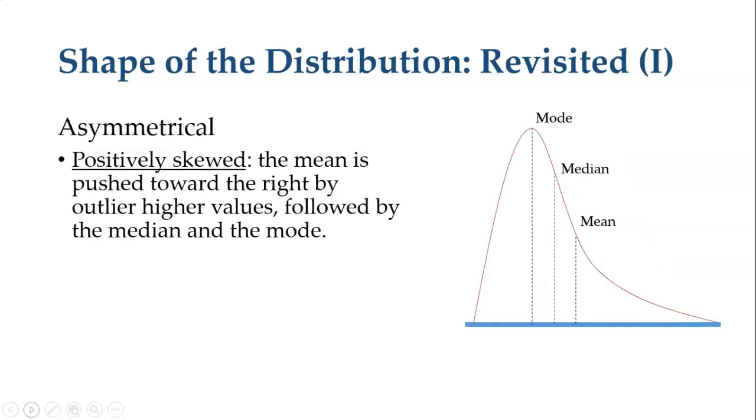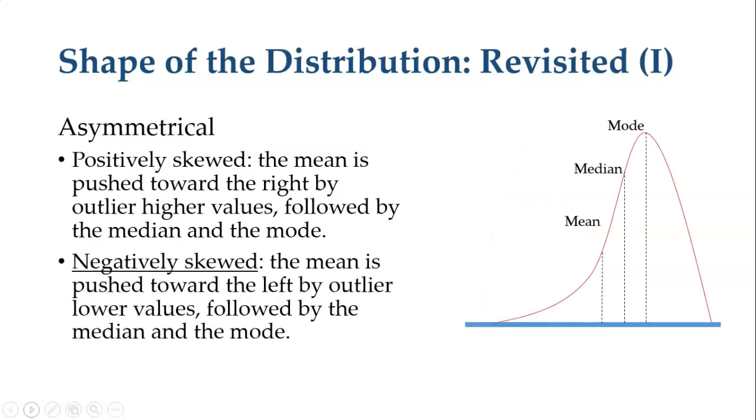When the distribution is asymmetrical, the extreme values will push the mean towards the tail of the distribution. For instance, in this positively skewed distribution, the mean goes to the right of the figure. Next you have the median, and then the mode, because it's the peak of the distribution. And the opposite holds in a negatively skewed distribution. This idea will make more sense at the end when we see the measures of variability.